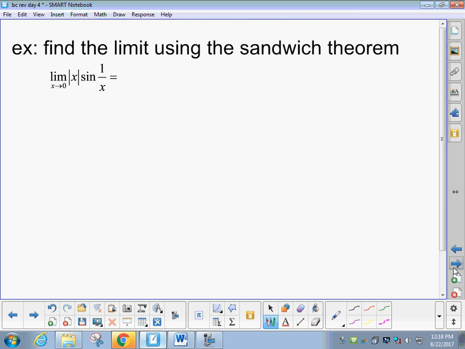Did you do the sandwich theorem last year? I didn't talk to Ms. Cannon before class. I don't know if you've done the sandwich theorem. Have you ever seen the sandwich theorem? Yeah. No. Okay. Squeeze theorem. It's called the squeeze theorem.